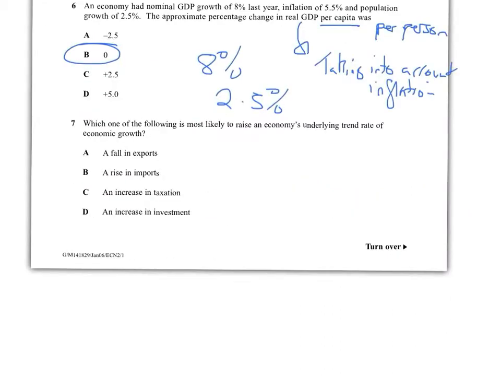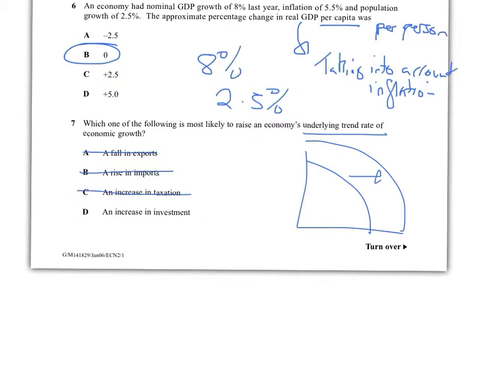Right, underlying trend rate of growth is a posh way of saying the PPF, the production possibility frontier. It's basically saying if the underlying trend rate of economic growth goes up, this means AS is shifted to the right. So a fall in exports, irrelevant. Rise in imports, again irrelevant. Increase in taxation, that's going to make firms invest less, so that would make it go the wrong way. And finally D, an increase in investment. This would cause the trend rate of economic growth to go up.